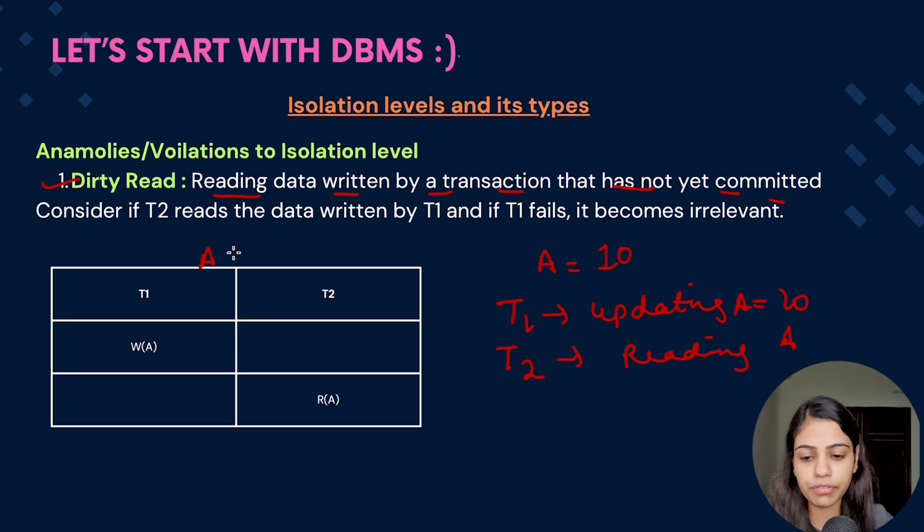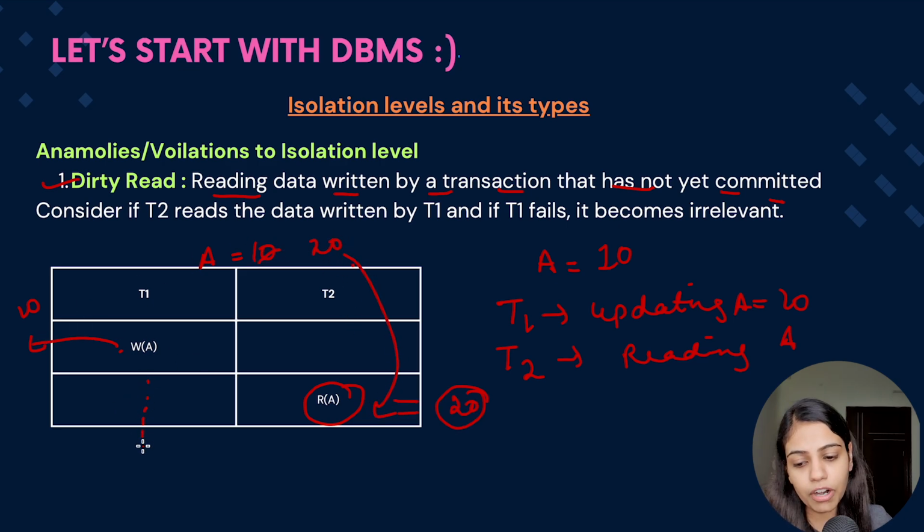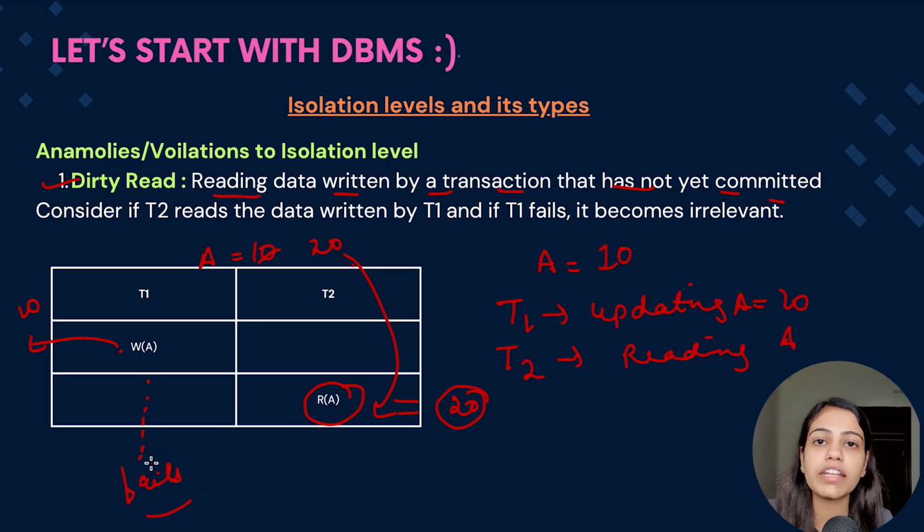So right now the value of A is 10. We updated the value of A to 20 as part of T1, as it is a write operation, and as part of T2 we are reading the value of A. Since A is updated from 10 to 20, we will be reading 20. But consider that at some point T1 fails. Whenever a transaction fails, there is a rollback, which reverts it back to its original state. So we have to revert all the operations and change the value of A from 20 back to 10.